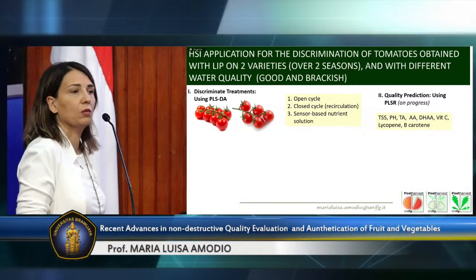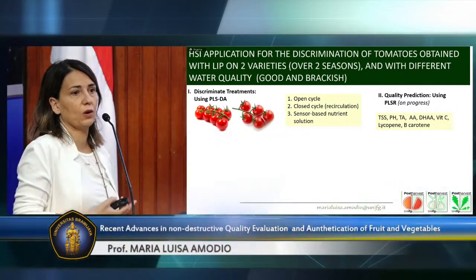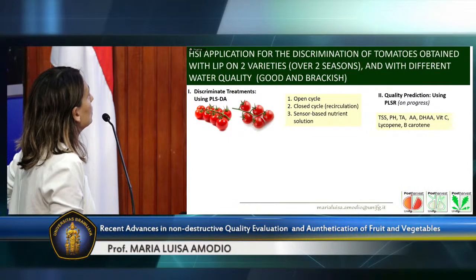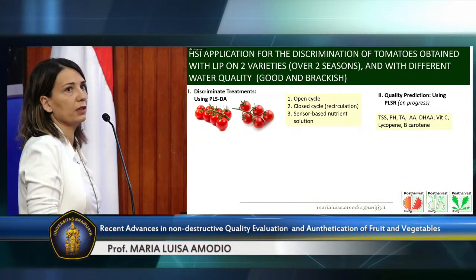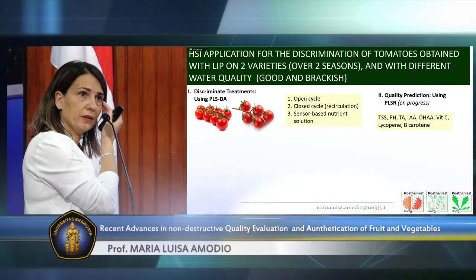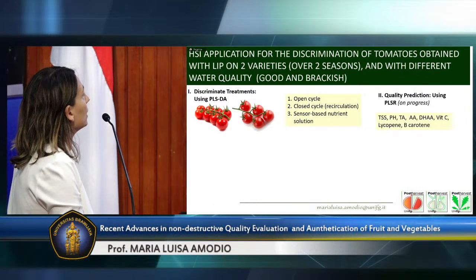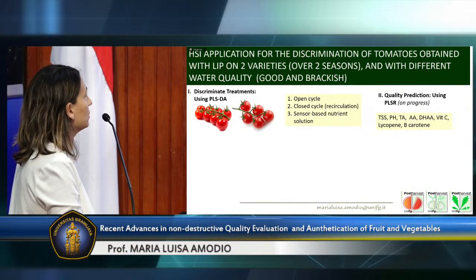We did more or less the same things on tomato, but in this case we used two varieties. One was an autumn-winter cycle, and one was a spring-summer cycle. So over 2 seasons, 2 varieties, and also in one we applied good water, and in another experiment we had brackish water. So the treatments were 3: open cycle, closed cycle with recirculation, and sensor-based nutrient solution.